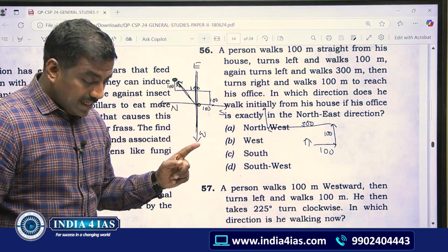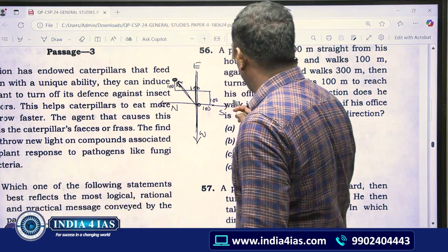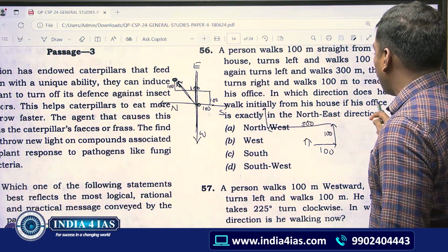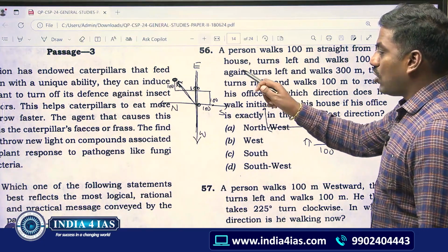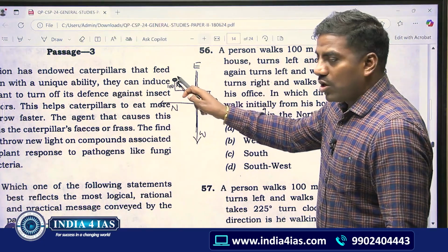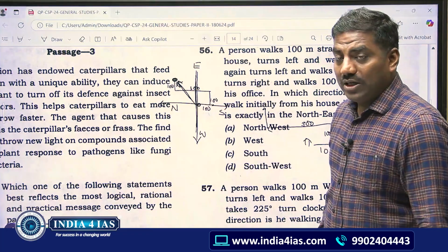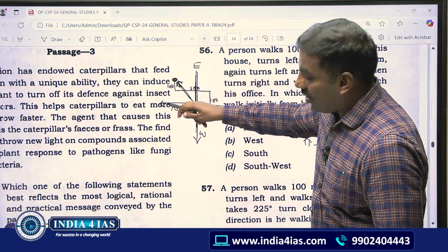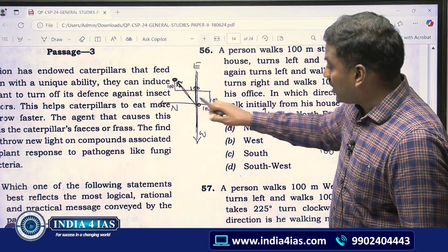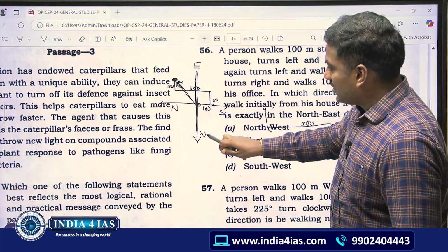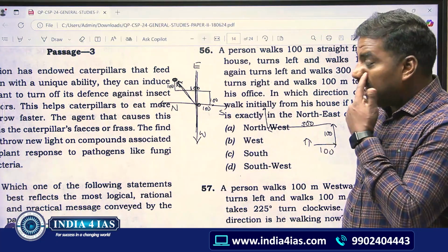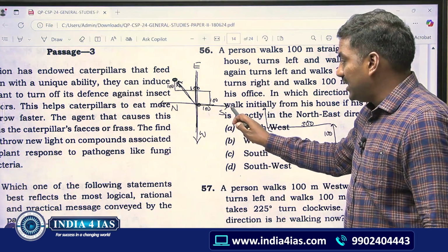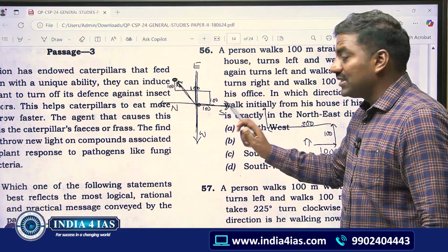Initially, for our convenience, we drew the diagram. But they are telling presently his office. In which direction does he walk initially from his house if his office is exactly in the northeast? According to our map, this is northwest. But if it has to be northeast, then the right side of it is east and the front side of it is north. If it is north, this is south. If it is east, this is west. Now they are asking, initially he started to walk in which direction? Initially he started to walk in this direction, that is south.